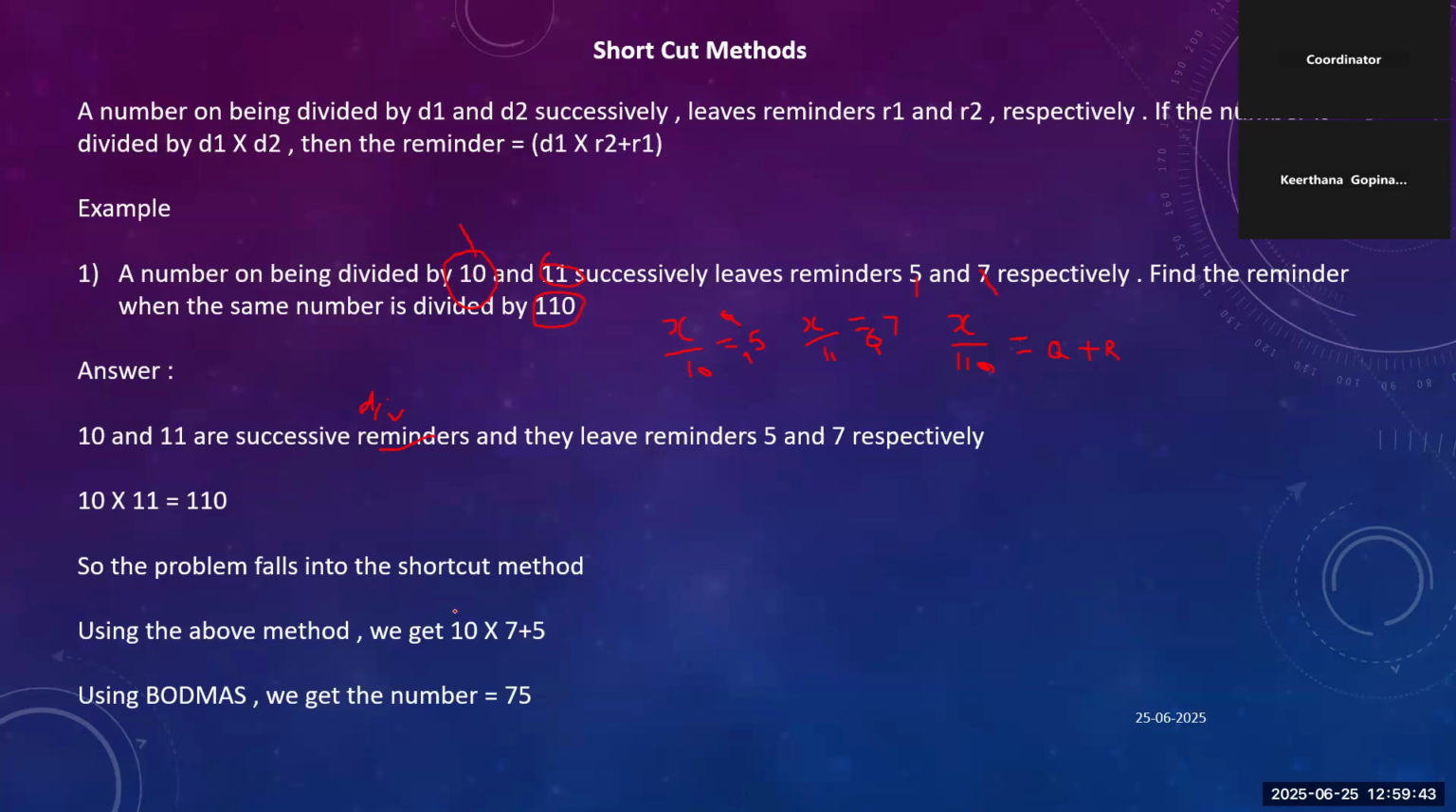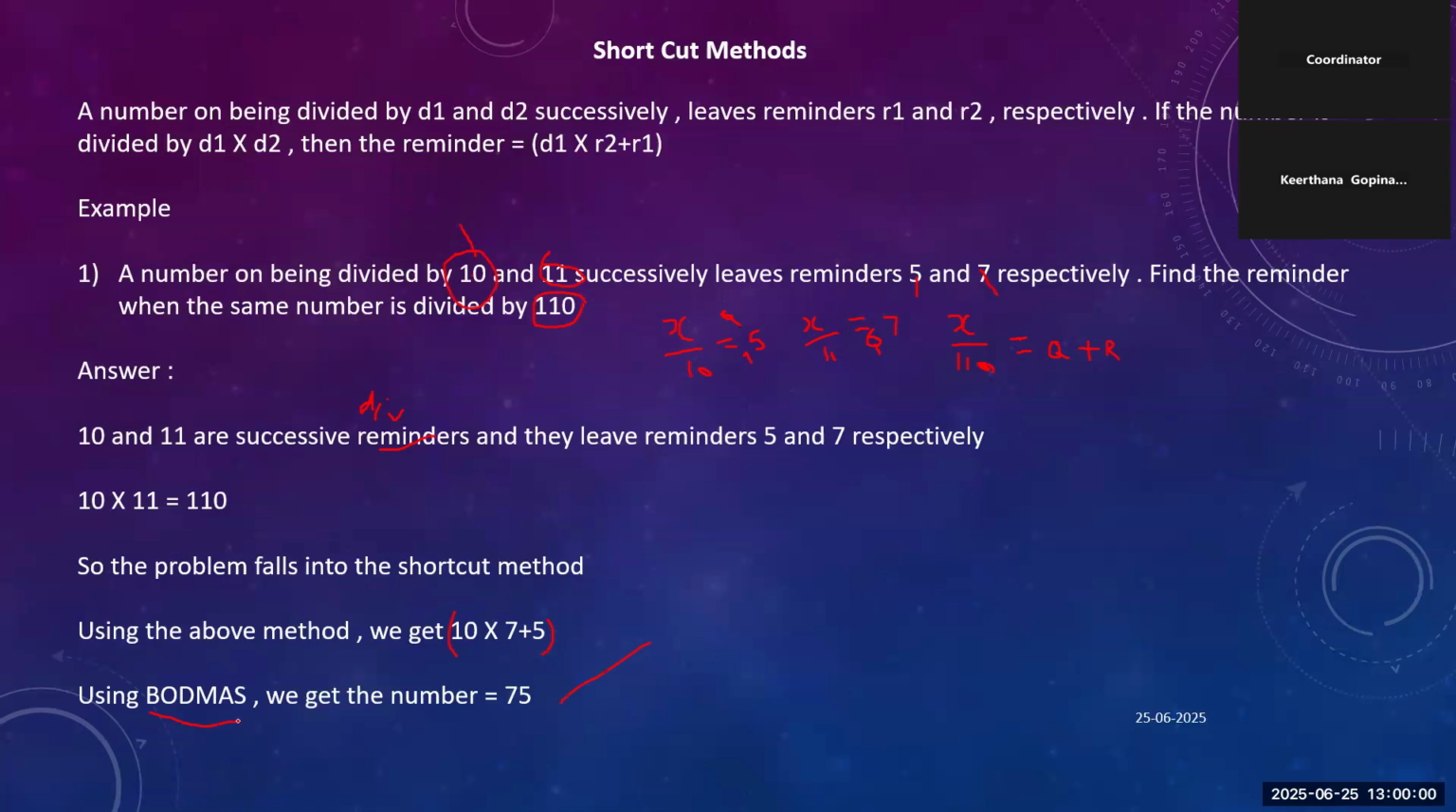So that is what we have done here, 10 into 7 plus 5. 10 into 7 is 70, plus 5 is 75. That is the answer. We use the BODMAS rule.